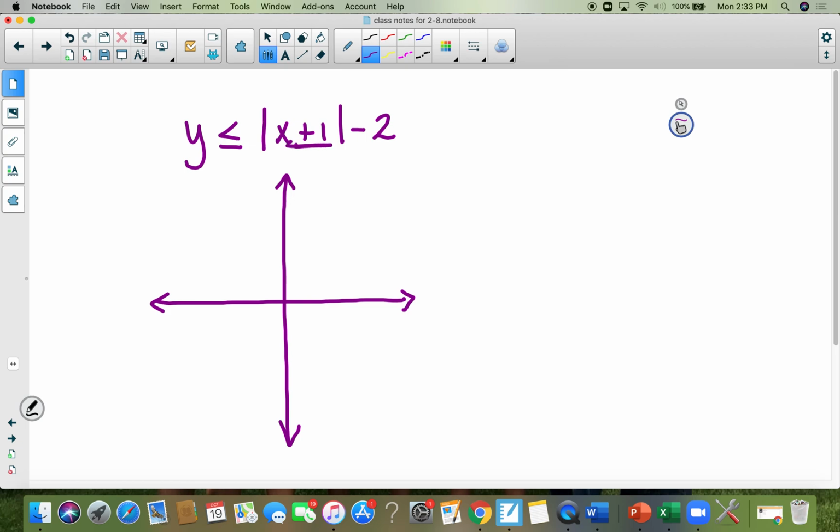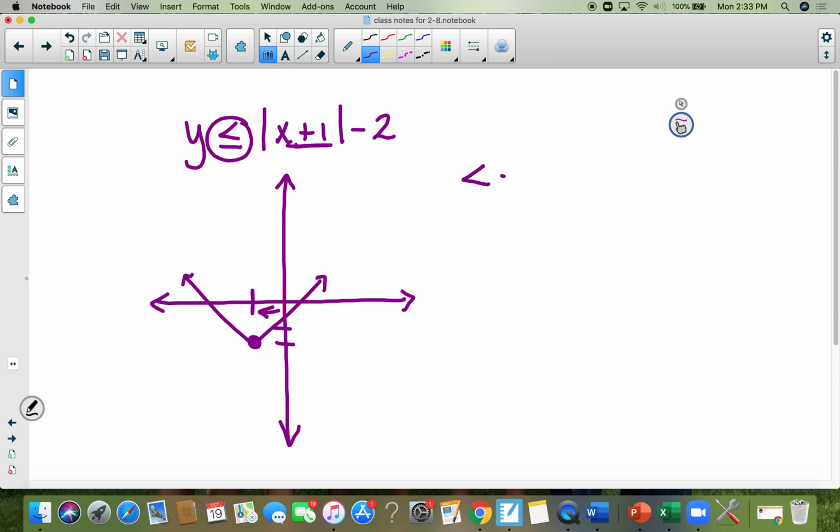The +1 is inside, and remember +1 means to go to the left 1. So I'm coming towards the left 1, and then I'm going to also go down 2. So there's my new vertex for my V. And I know it's a solid line. It's solid because it's less than or equal to.